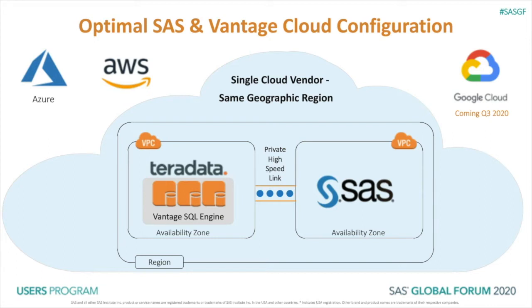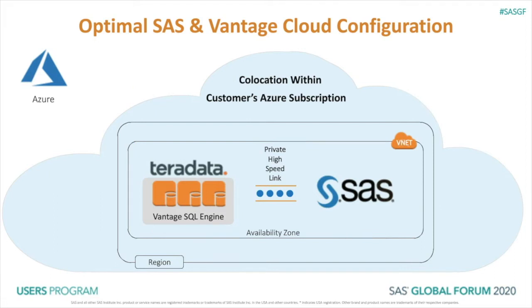SAS actually recommends that you do the same thing. You put all of your SAS components together in one VPC or VNet, tie them to an availability zone. And of course, we recommend that you put Teradata and SAS in the same geographic region. Now, Azure goes one step further, and besides the previous configuration, you can get one more step of optimization and get it placed within the same virtual network, which provides one additional layer of optimization if you have Azure.